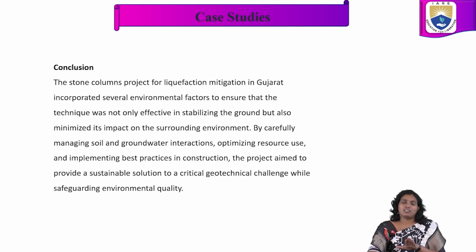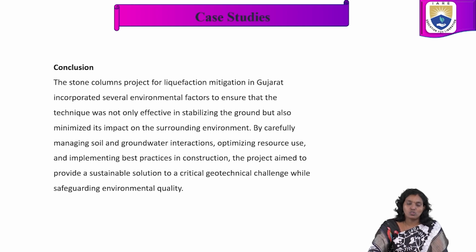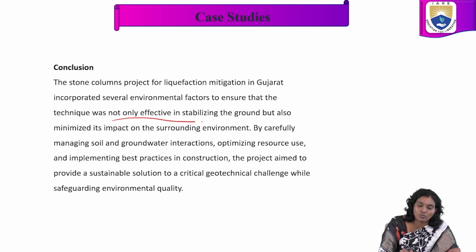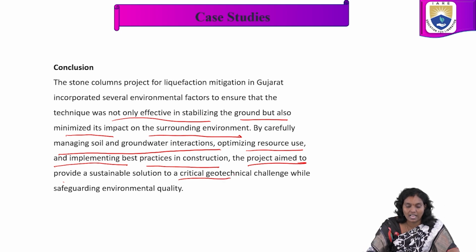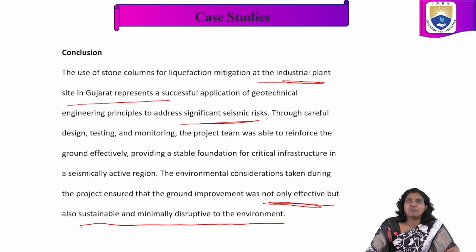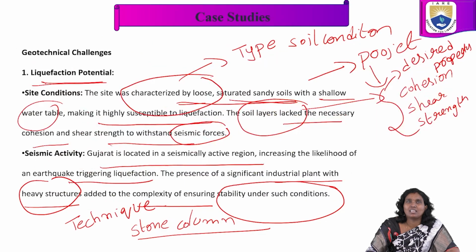So finally, the stone columns project for liquefaction mitigation in Gujarat incorporated several environmental factors to ensure that the technique was not only effective in stabilizing the ground but also minimizing its effects on the surrounding environment, by carefully managing soil and groundwater interaction, optimizing resource use, and implementing best practices in construction. The project aimed to provide a sustainable solution to a critical geological challenge while safeguarding environmental quality. So in this particular case study, this is what we understand.